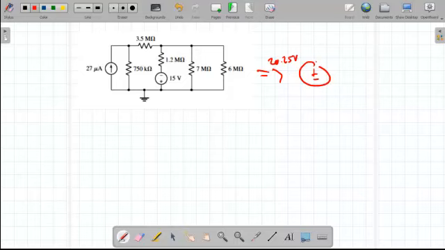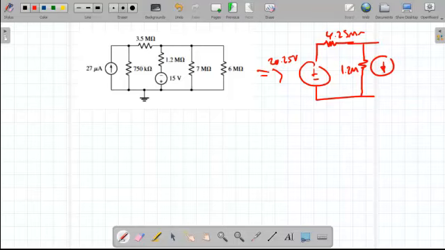So this becomes in series with the 0.7. So 7.7 mega plus 3.5 mega becomes 4.25 mega ohm. And here also we will convert this to a current source in parallel with a resistor. So the resistor here becomes 1.2 mega and the current source will be downward here. This will equal 15 over 1.2, so it becomes 12.5 micro.